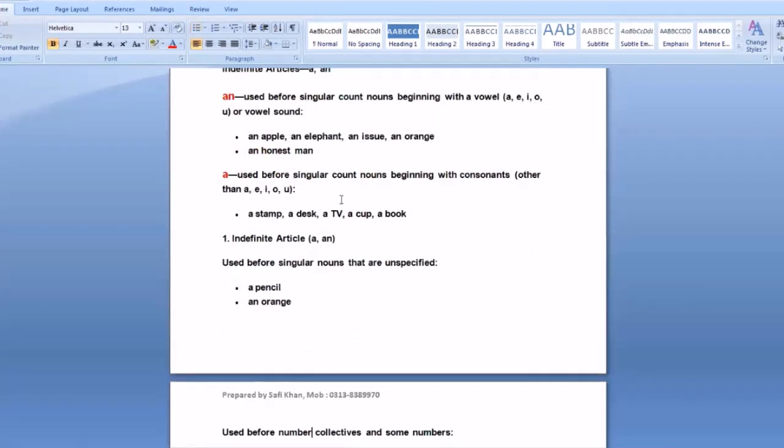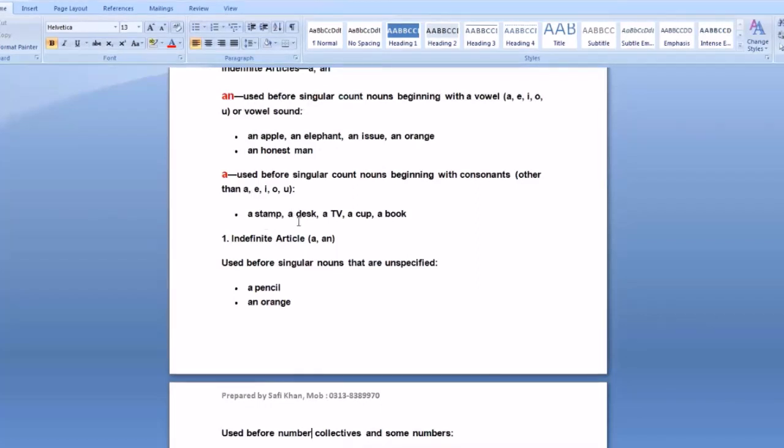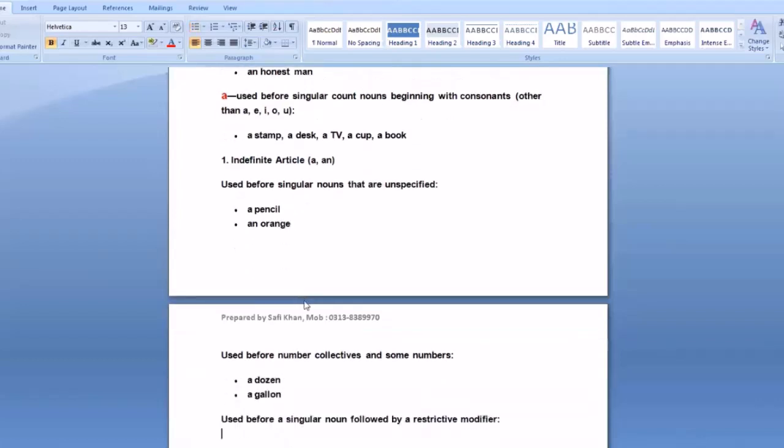We use a before singular countable nouns beginning with consonant sound. Consonant sound means other than A, E, I, O, U sound. A stamp, a disc, a TV, a cup, a book. Okay. Indefinite article a and an are used before singular nouns that are unspecified. A pencil. When we say a pencil, we are talking about a pencil in general, not specifically. An orange. Again, we are talking about an orange in general.